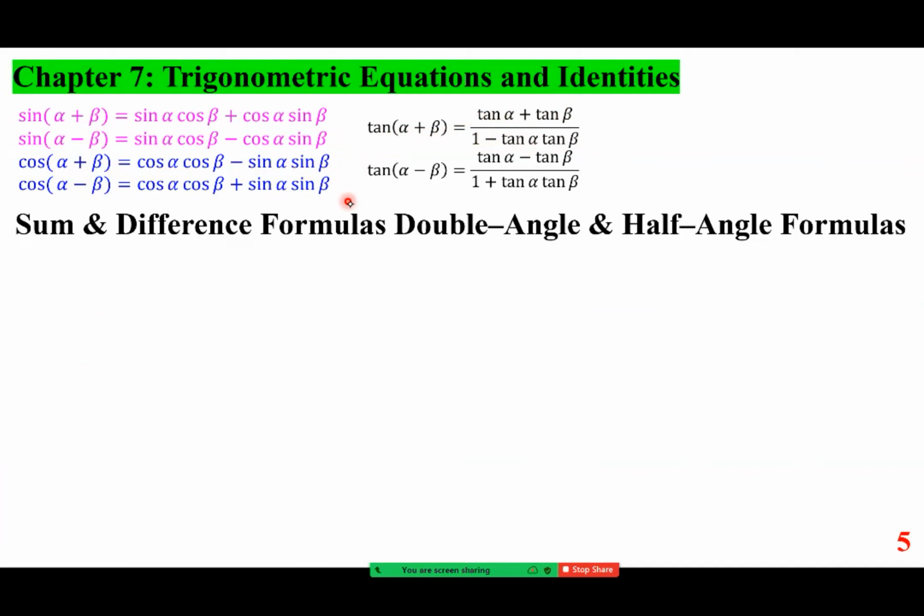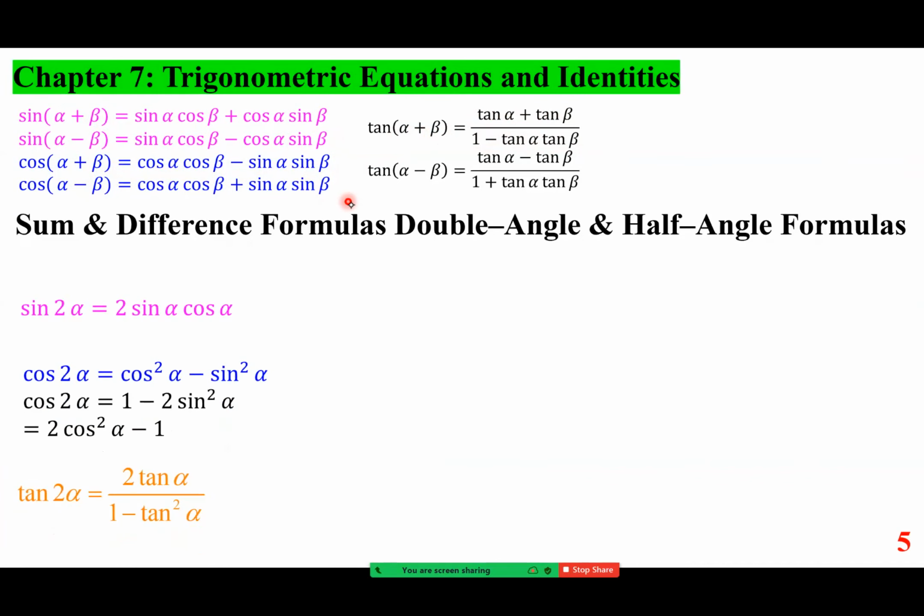There are more identities. When we go through the process, sine 2 alpha becomes 2 sine alpha cosine alpha. Cosine 2 alpha has 3 different ways: cosine squared minus sine squared, 1 minus 2 sine squared, 2 cosine squared minus 1. And it is extremely important to know all of them, because from time to time we use one of those. Tan 2 alpha is 2 tan alpha over 1 minus tan squared alpha.